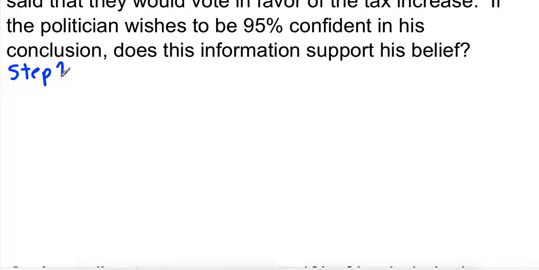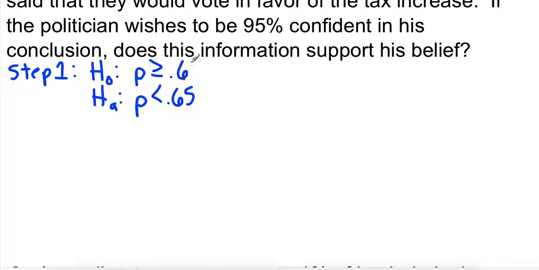All right, step one in our hypothesis testing is we need to write our null and alternative hypothesis. Our politician is claiming that less than 65%. So he is saying, look, the proportion of voters who are going to support this tax increase is less than 65%. The opposite of that, our null hypothesis, is that it's greater than or equal to 65%. All right, step two. Since we are dealing with proportions, not means, we are going to use a one proportion z-test.